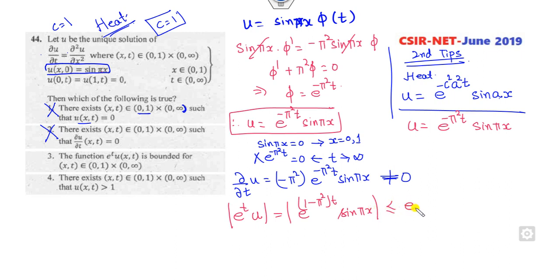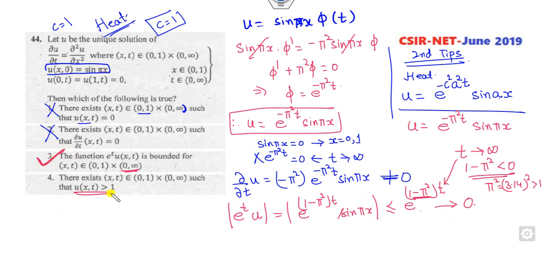Sine is always less than or equal to 1. Here t is from 0 to infinity. If I take t as infinity, we all know 1 minus pi square is less than 0 because pi is 3.14, and its square is greater than 1. So this exponent is negative, and as t approaches infinity it goes to 0. That's a bounded solution. The option says u is greater than 1, but we all know sine is always less than 1, and because of this negative exponential this is always less than 1. So the product can never be greater than 1, so that is the right answer.